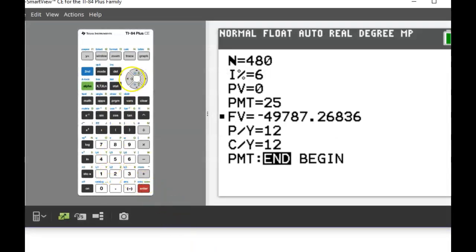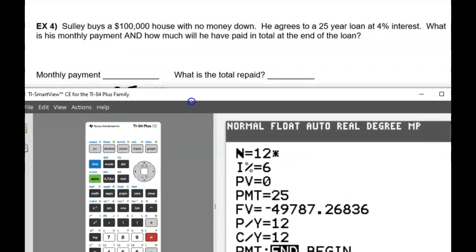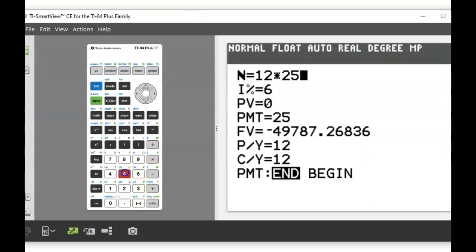Okay. Go forth and conquer, guys. I already forgot what we're doing. 12 times 25 years? Okay.